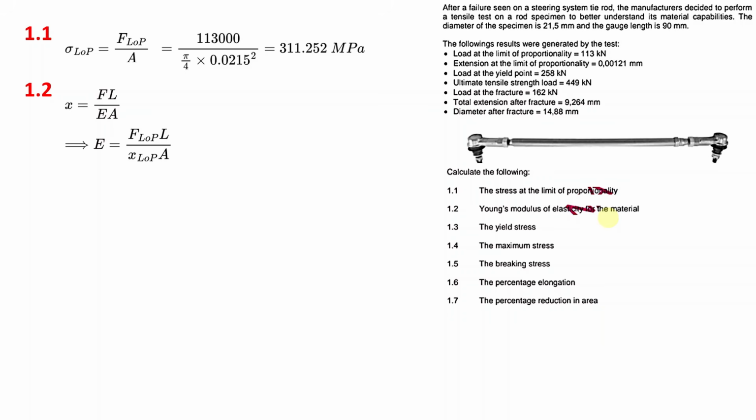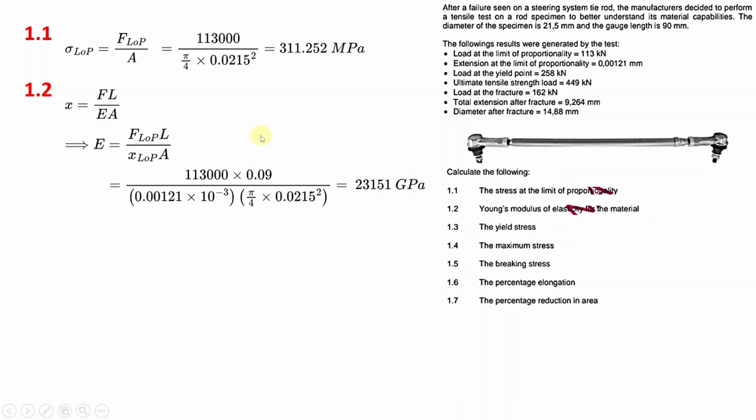Since here we have data for the limit of proportionality, you can use them for calculating the Young's modulus. In this case, we will have the force at the limit of proportionality multiplied by the length, divided by the elongation at the limit of proportionality multiplied by the area. These here are already given, so you can just plug in the numbers, and this is what you will get for the Young's modulus.